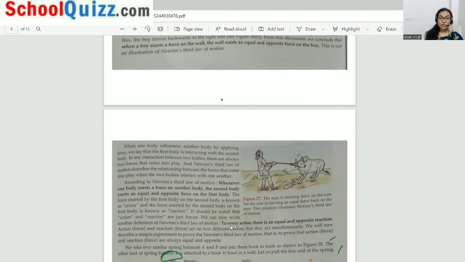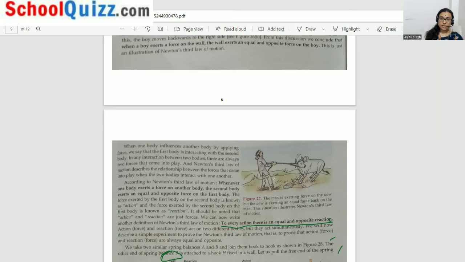The third law is: to every action there is an equal and opposite reaction. I'll mark it so that you can also write this. This is the statement of the third law. For every action, there is always an equal and opposite reaction. Clear? This is the third law.